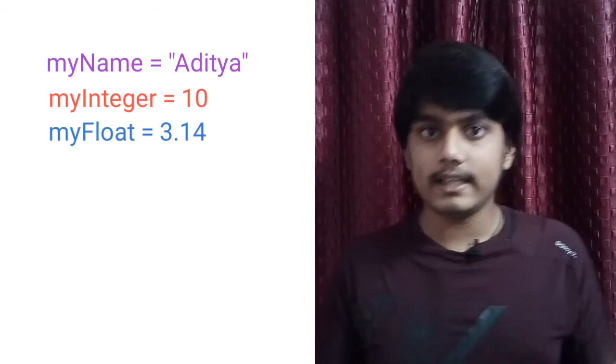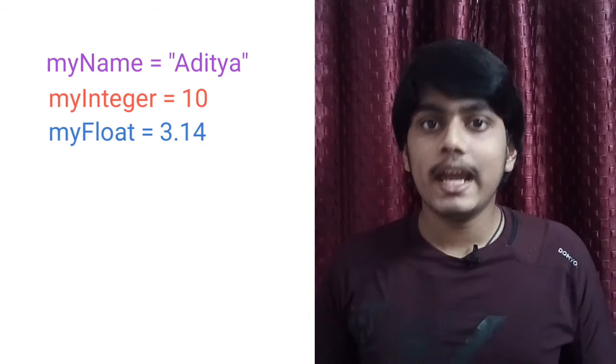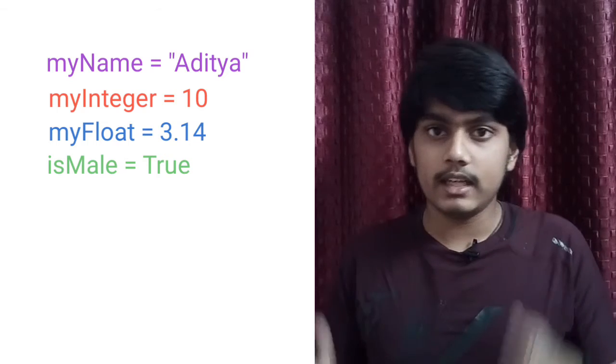Now let us learn the boolean or bool data type. These data types are almost the same in any programming language. Bool can only store two values. It will represent either true or false. Let us have a small variable called is male. It represents if I am male or female. If I keep is male equal to true, then it is storing that I am male. That is about the boolean data type.